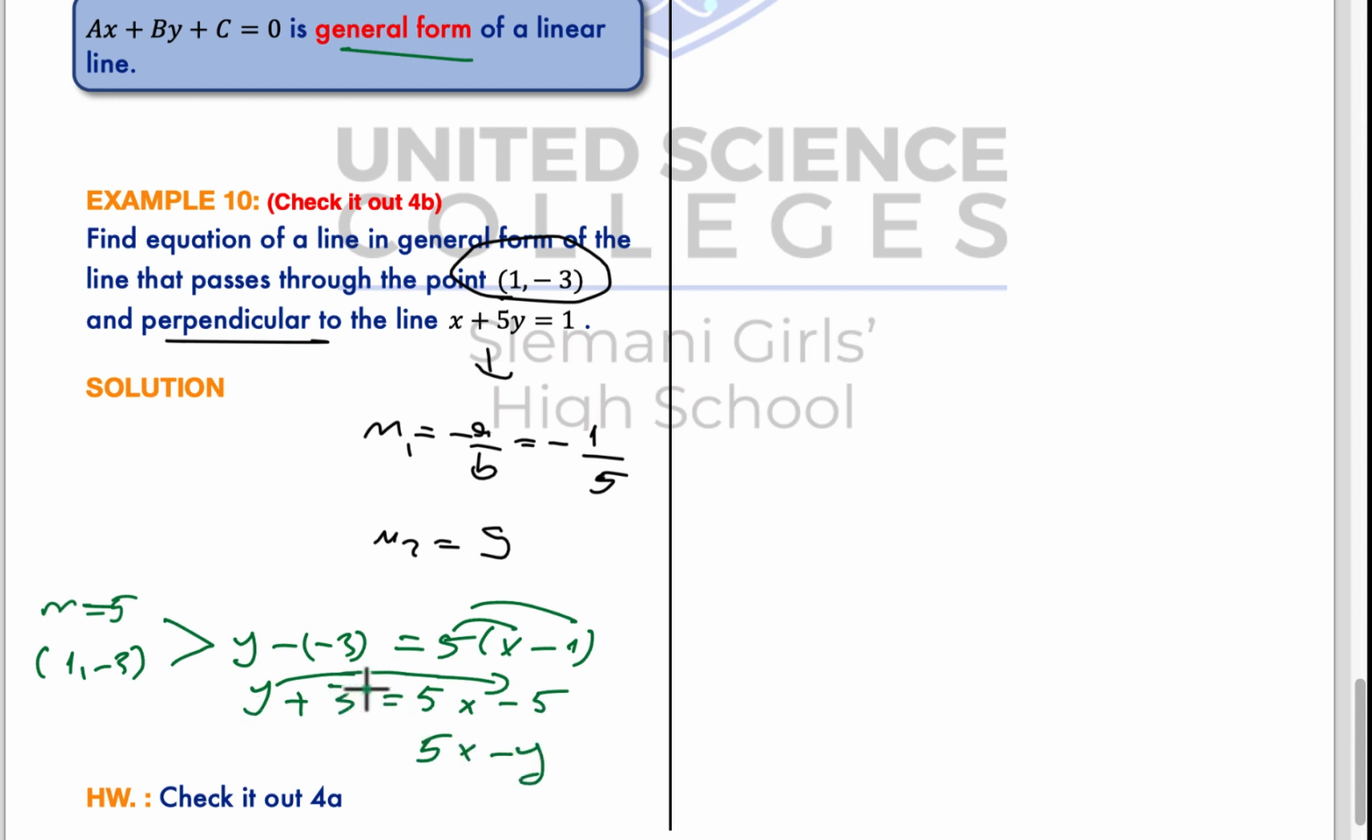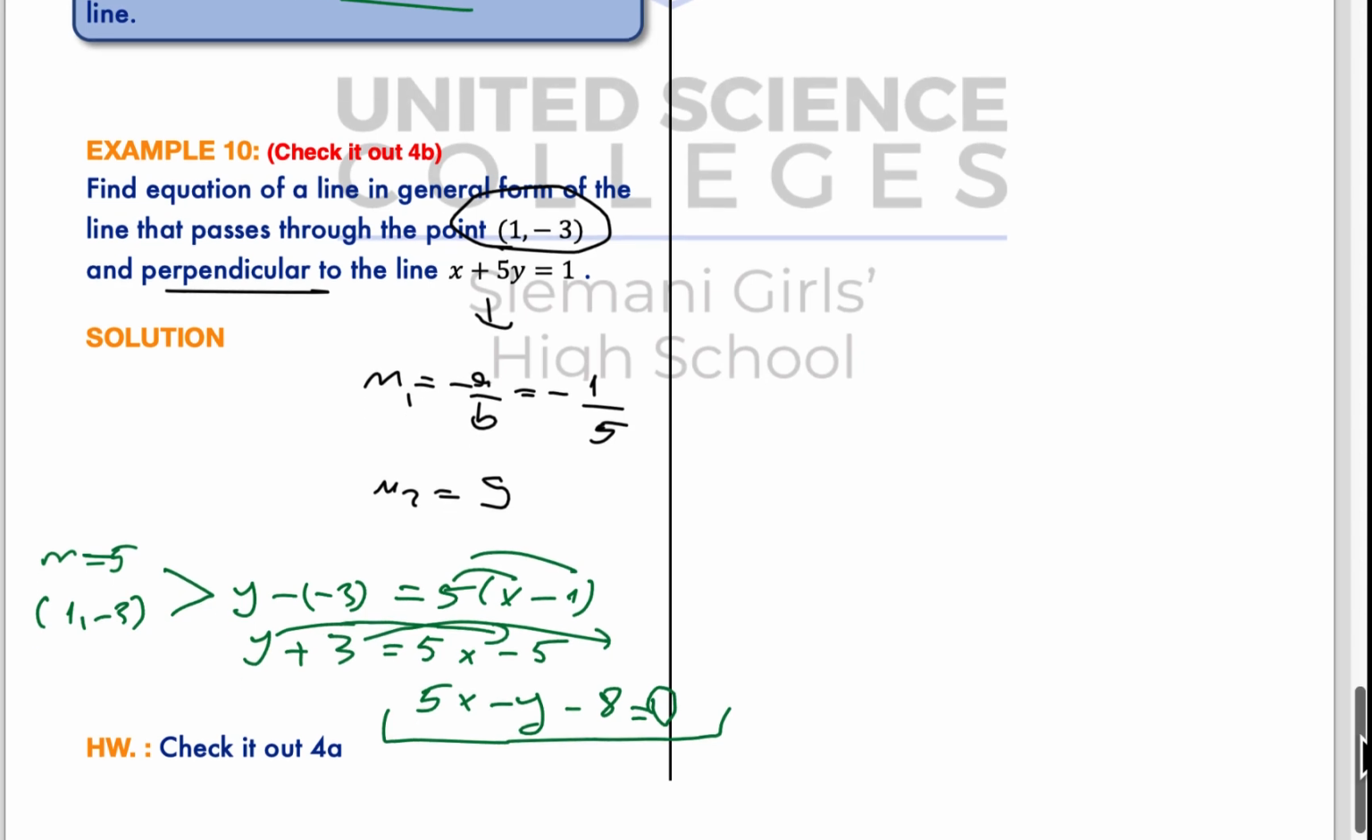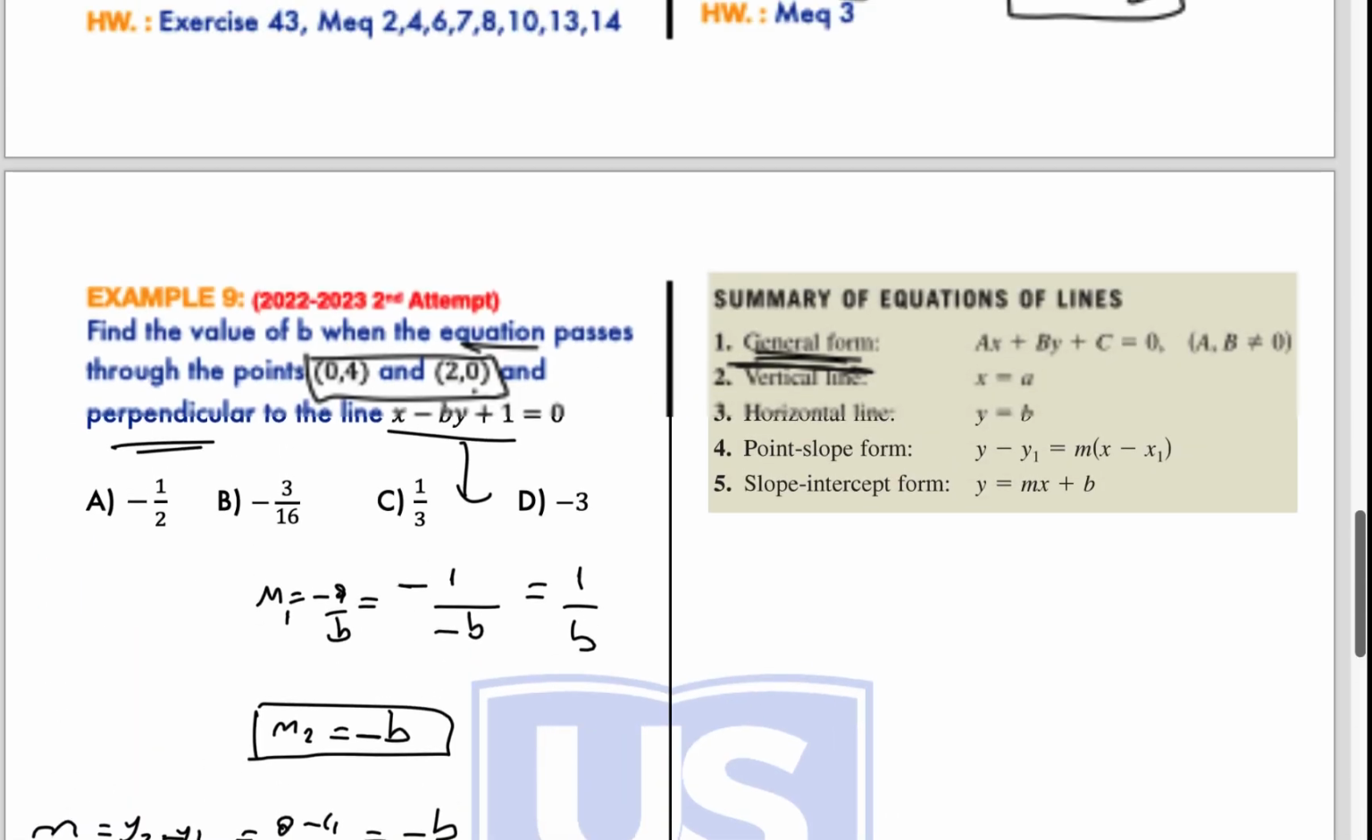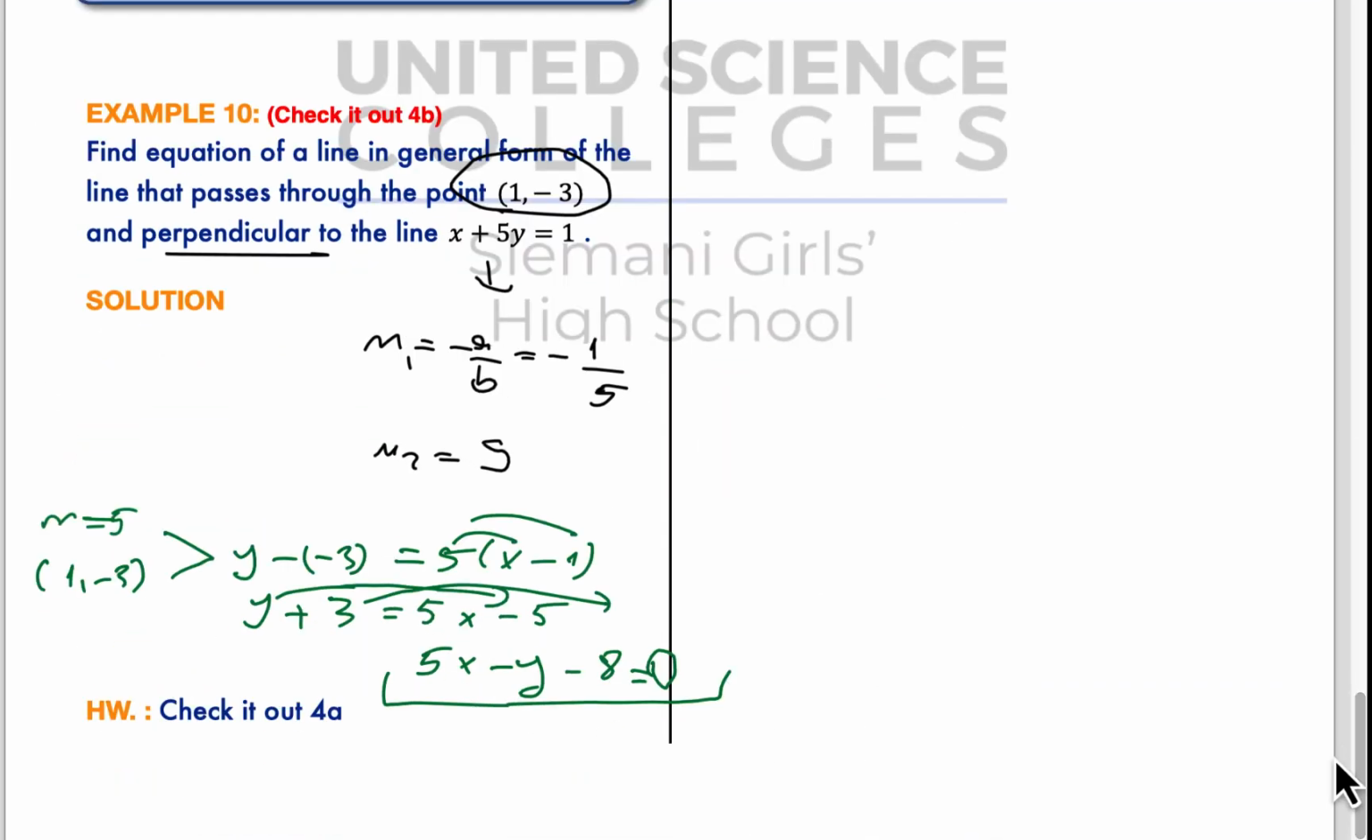3 also will be moved to the other side. Negative 5, negative 3 makes negative 8. On the other side of the equation, I got 0. So that's how I write the equation in general form. Okay, that's it for this topic.